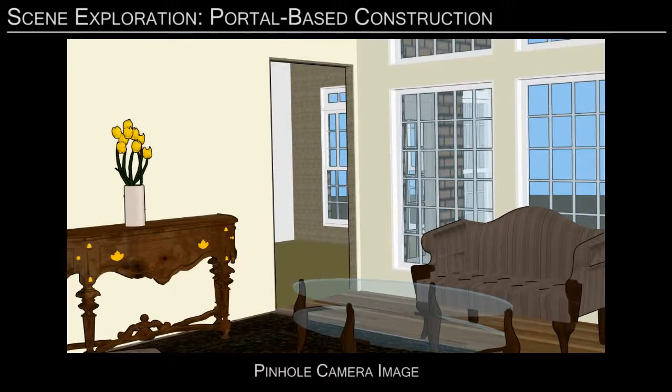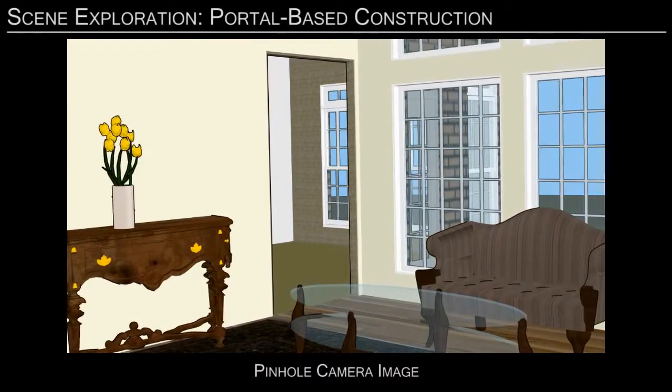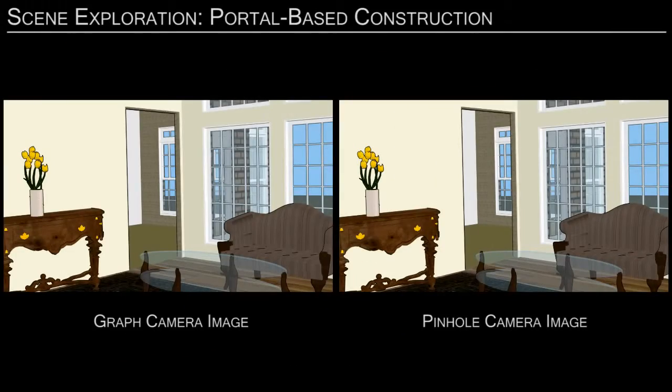Exploring a 3D scene with a conventional pinhole camera limits the user to regions of the scene to which there is direct line of sight. We propose scene exploration using a graph camera constructed to sample multiple scene regions simultaneously. Here the graph camera rays that hit the door portal are bent to capture a better view of the adjacent room.